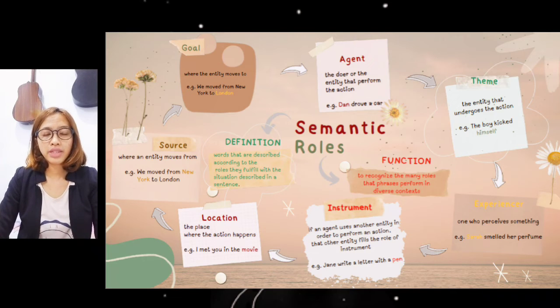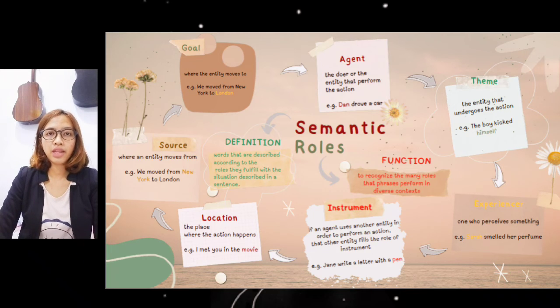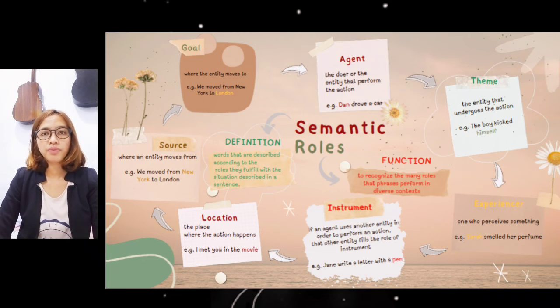Continue to the next one, which is goal. And goal is the last type of semantic roles. When the source is where the entity moves from, or we can say the departing point, then the goal is the arrival point or where the entity moves to. From the previous example of the source, which is we moved from New York to London, the goal of this sentence is London. Okay, that's all my presentation about semantic roles.